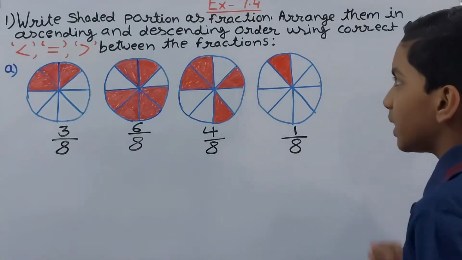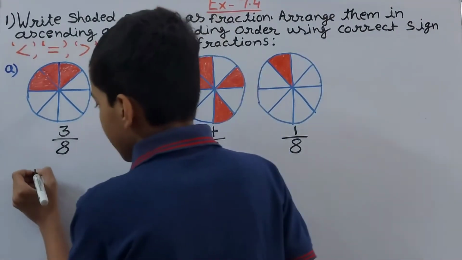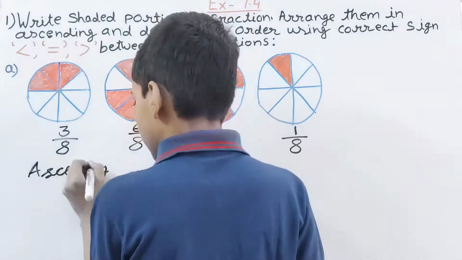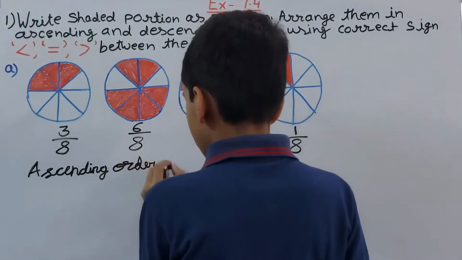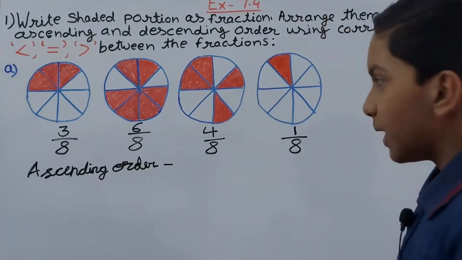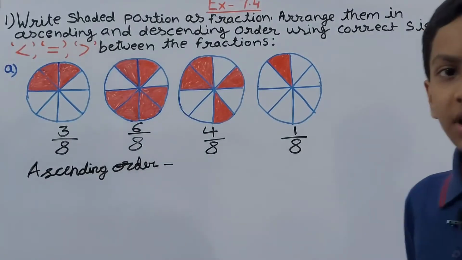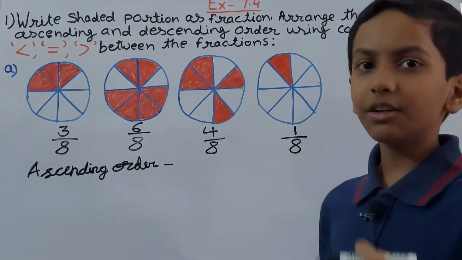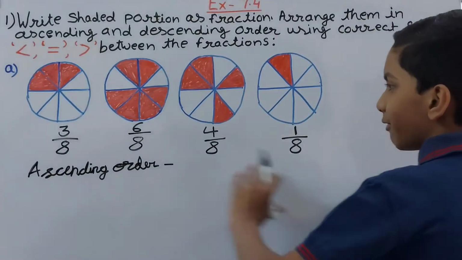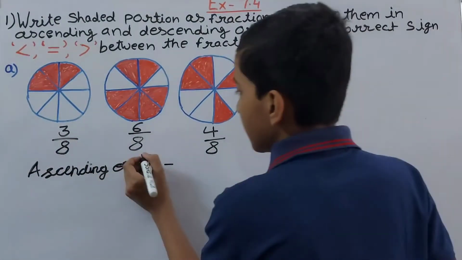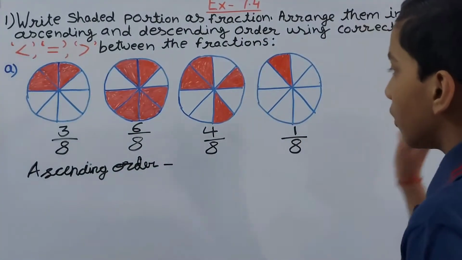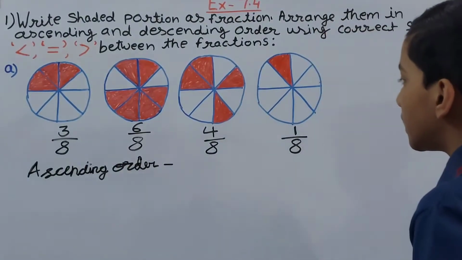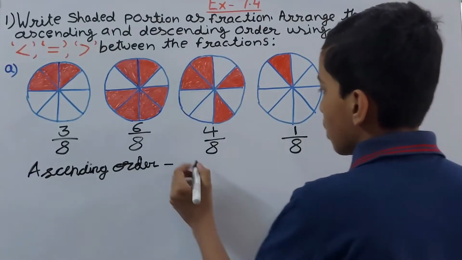Now we have to write them in ascending and descending order. So first let us write them in ascending order. All the fractions here are like fractions, and when that happens, we see which fractions are smaller and greater by their numerators. All the fractions have 8 in the denominator, so they are like fractions, and we need to see their numerators to see which fraction is greater and which is smaller. As you can see, 1 upon 8 is the smallest fraction.